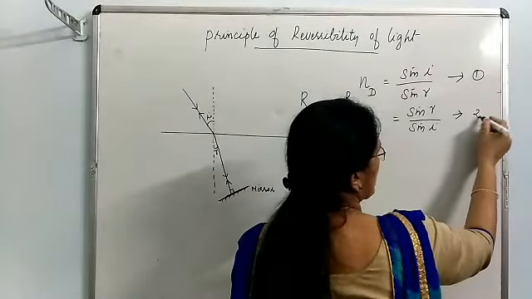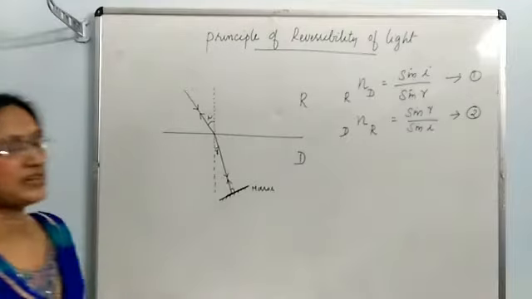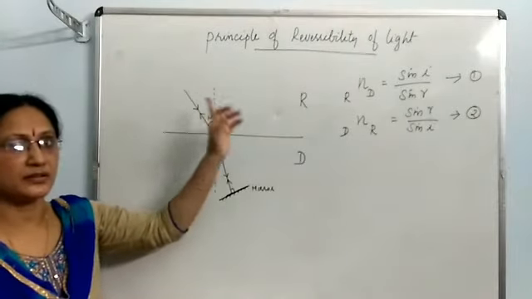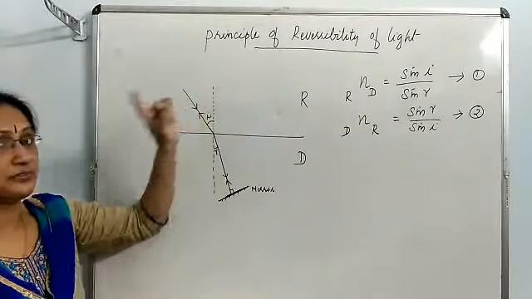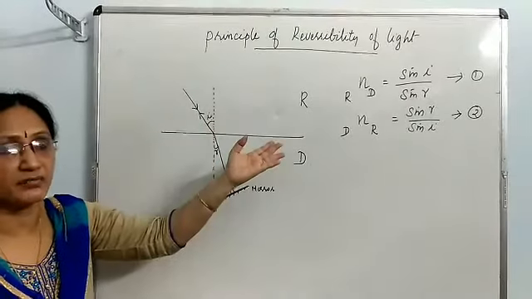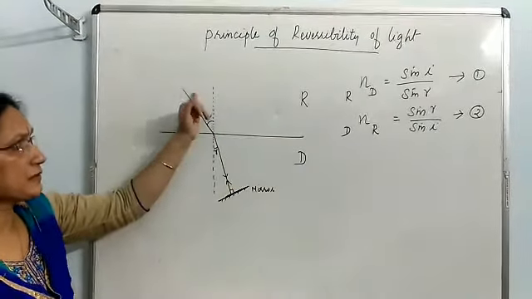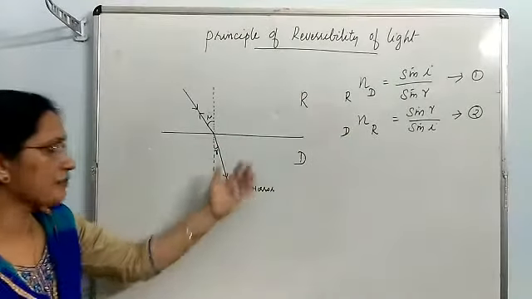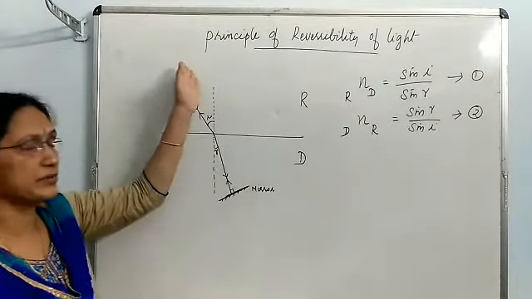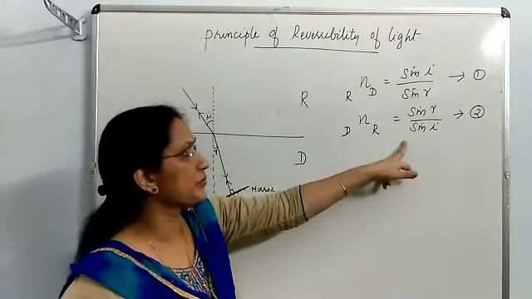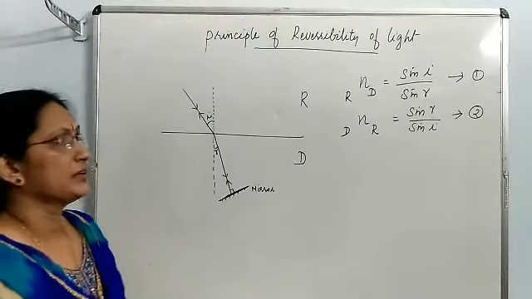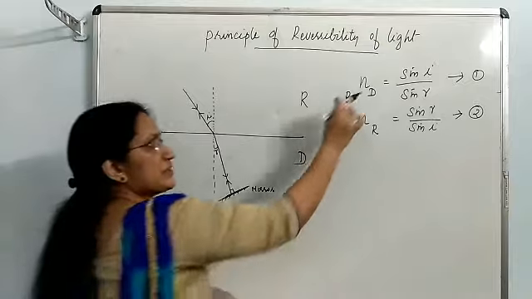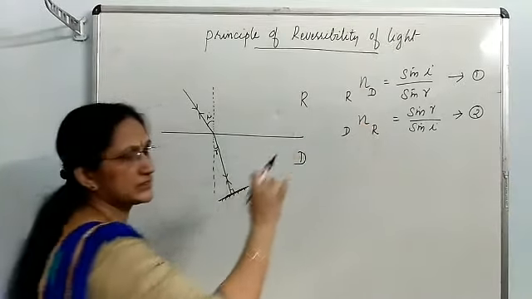This is equation number 2. Equation number 1 is made for the first case. I mean, before reflection, light is entering from rarer to denser medium. For that you made this formula. After reflection, light is travelling from denser to rarer medium. For that you made this formula. Then can you make a relation between these two?